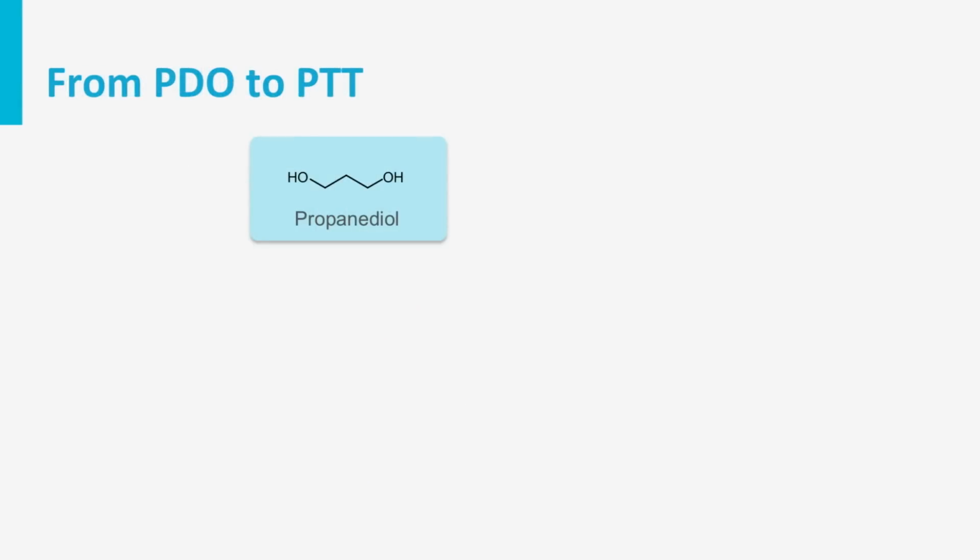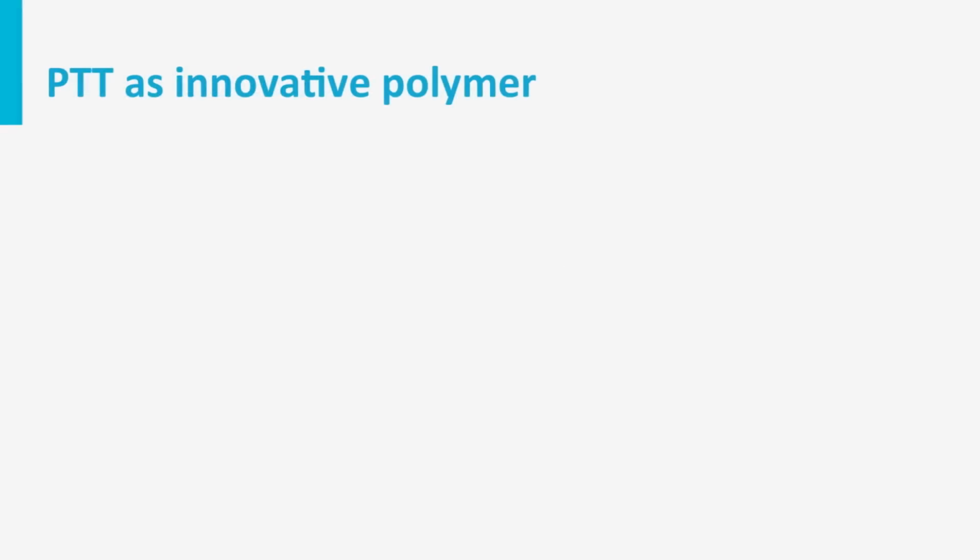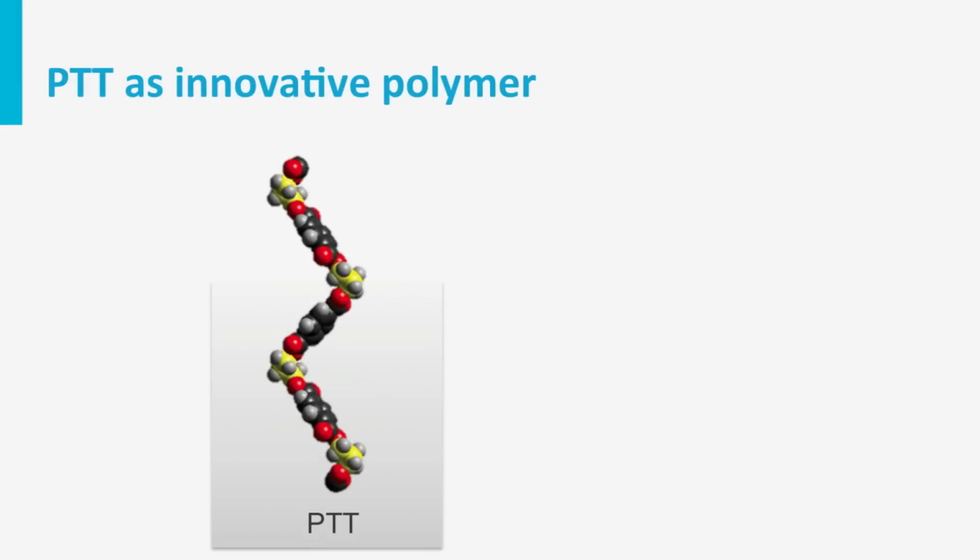In order to make the polymer, you need to combine propanediol with terephthalic acid, which has a benzene ring in the middle and 2 carboxyl groups on each side. This compound is currently not available from bio-based resources. Through a polycondensation reaction of propanediol with terephthalic acid, polytrimethylene terephthalate is produced. The beneficial properties of PTT are related to its 3D structure, which is curved rather than straight.